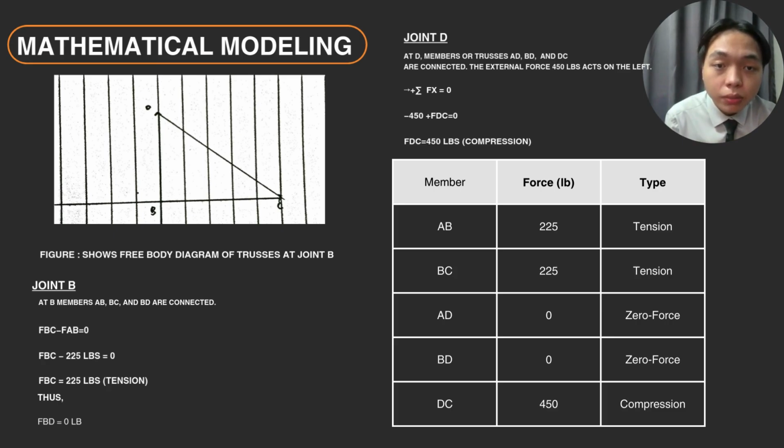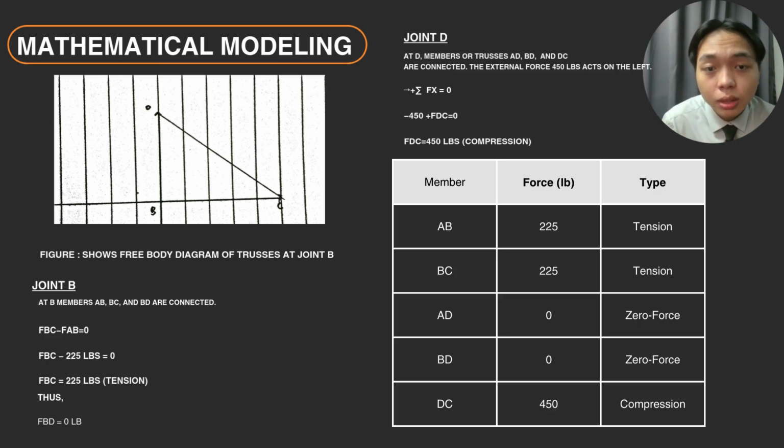And then we continue to the joint D. At D, members of truss AD, BD, and DC are connected. And then the external force 450 pounds acts on the left side, as we see at the first slides. Then we're going to use the formula of equilibrium, Fx equals 0. And then we're just going to use 450, which acts on the left side, and then plus FDC, and then just do the calculations, the mathematical equations, and then just point out the right side of the 450 pounds would be on the right side.